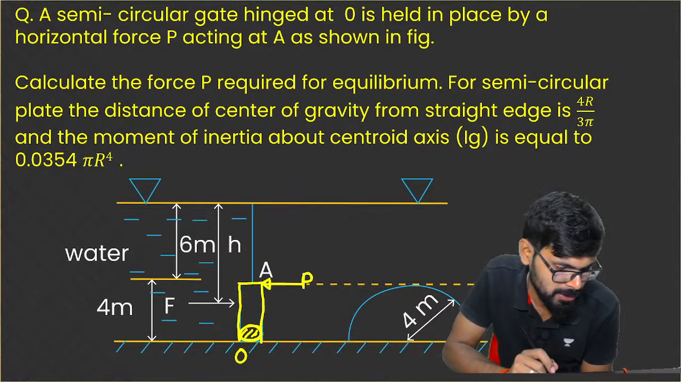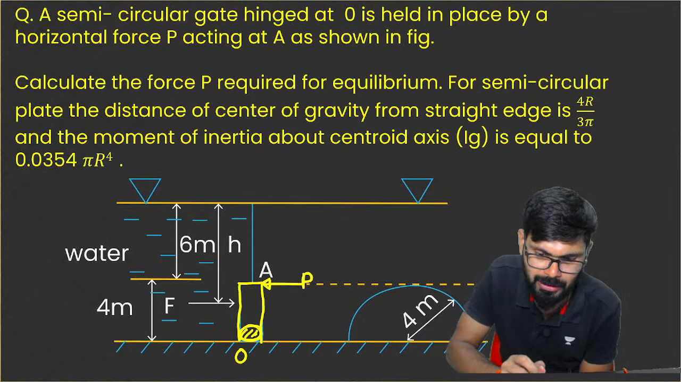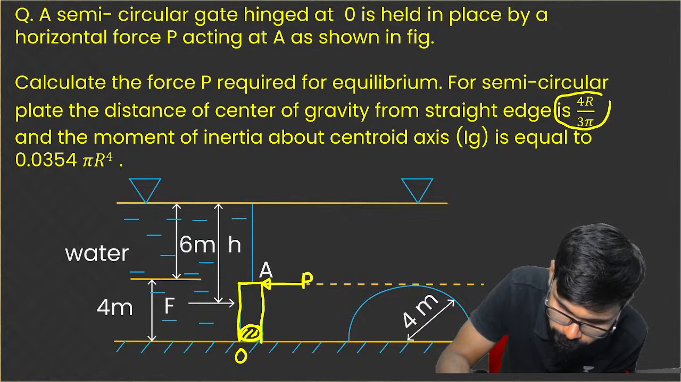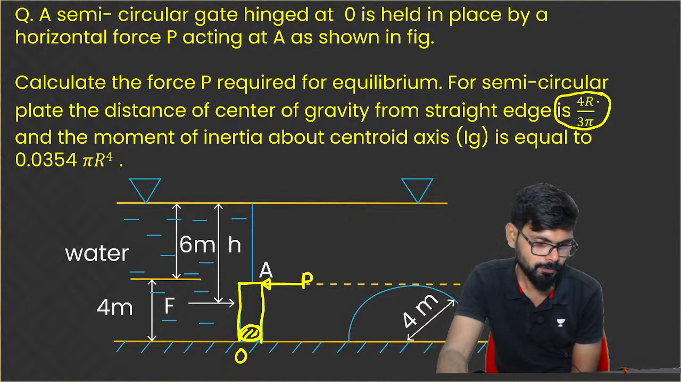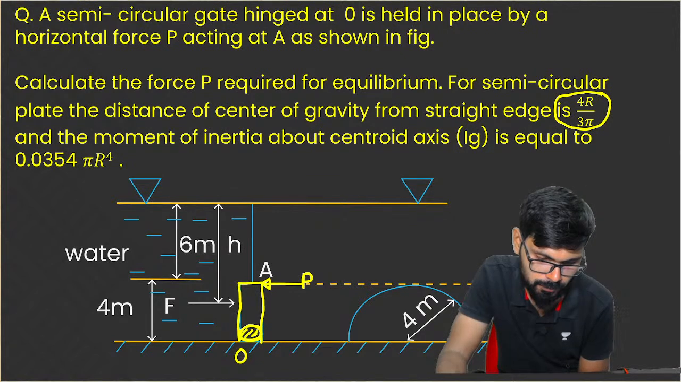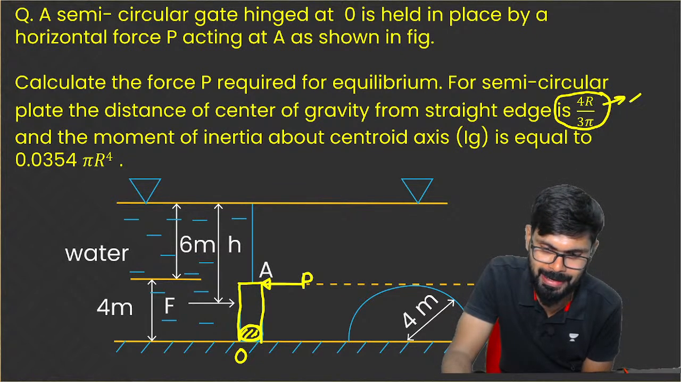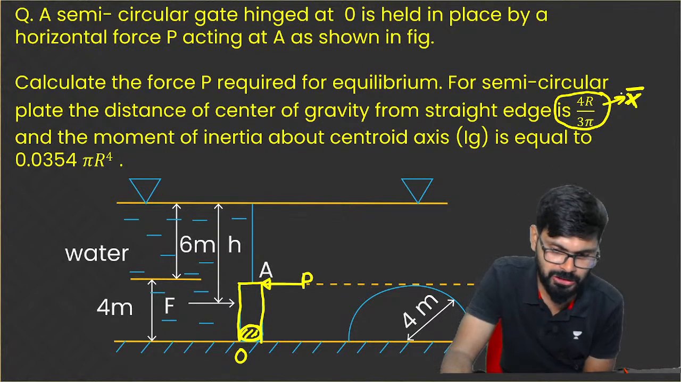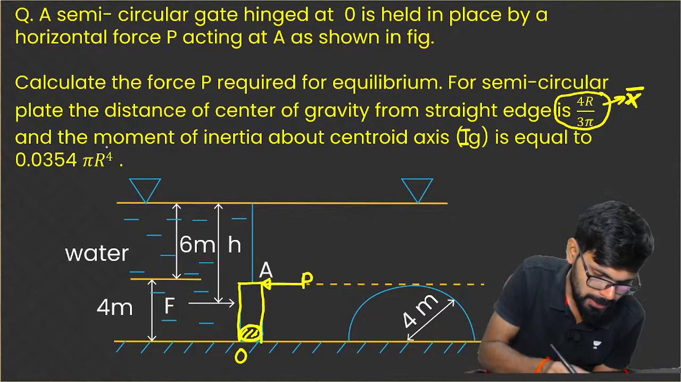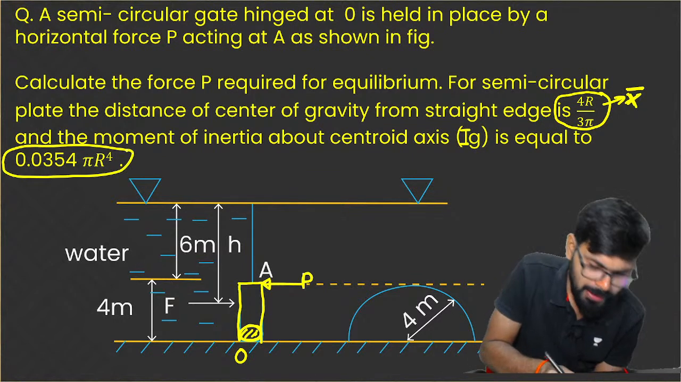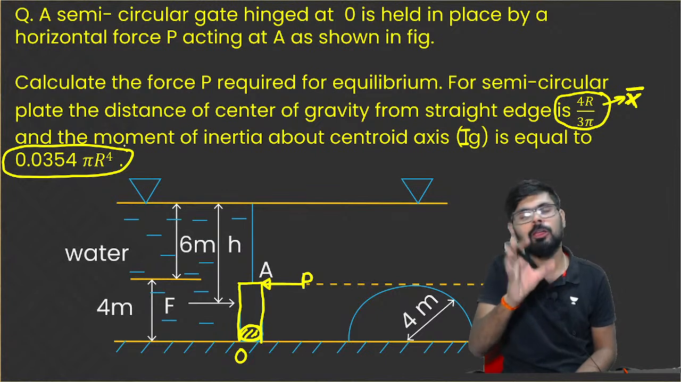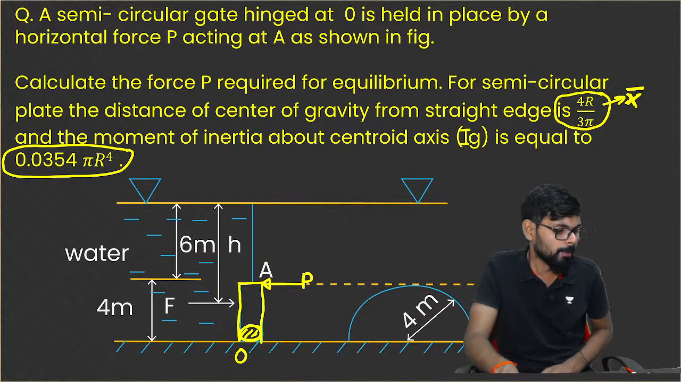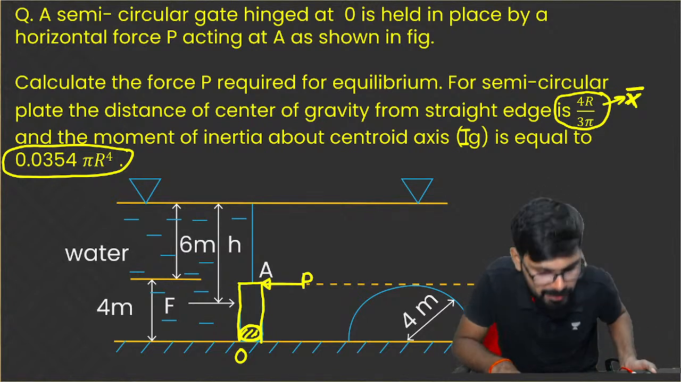Required equilibrium for the semi-circular plate, the distance of the center of gravity from the straight edge. Now this x bar value is directly given here. The moment of inertia, IG value, is also given. If it is a circular or rectangular or triangular shape, then they will not give you this IG value and x bar value. But for all other cases, mostly they will give you.